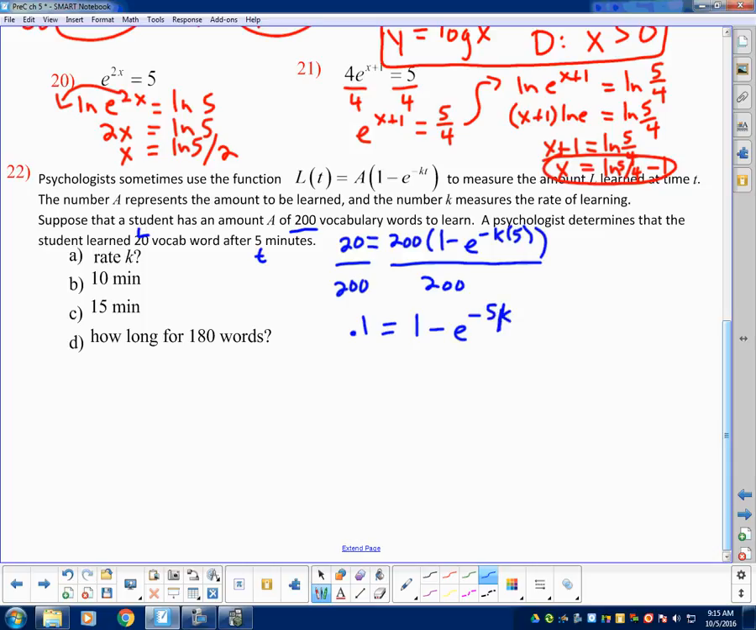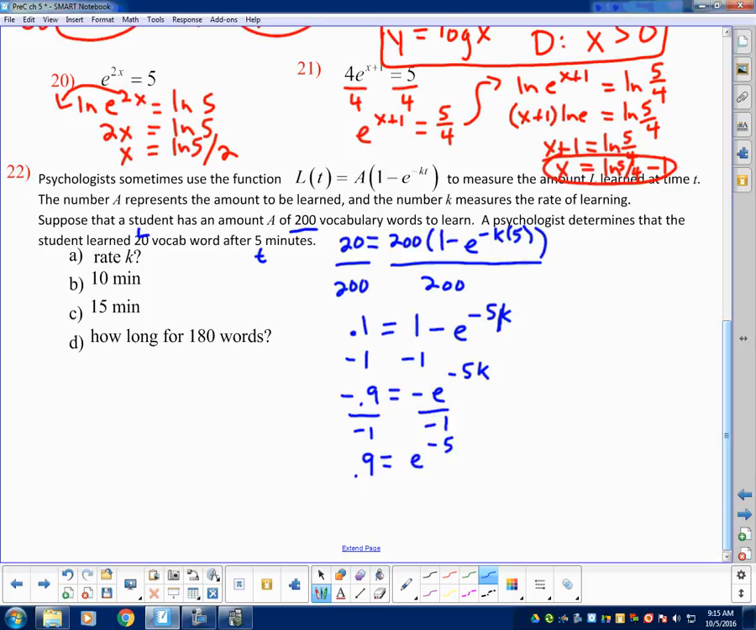All right, still e is not isolated. What do I need to do next? Subtract 1 from each side. So when I subtract 1 from each side, I've got negative 0.9 equals negative e to the negative 5k. Still, e is not all by itself. But I could divide each side by negative 1. So now I have 0.9 equals e to the negative 5k.